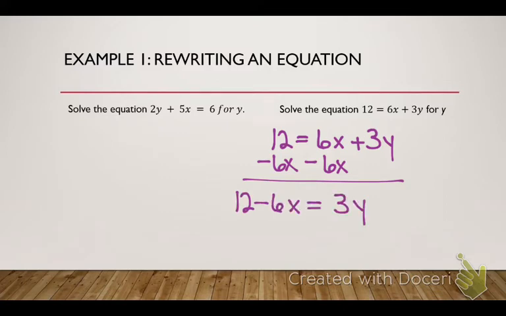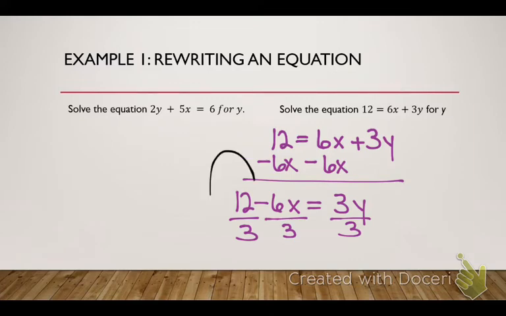12 minus 6x equals 3y. Anybody know what I'm going to do next? What am I going to do now? Sherelle? Very good. Divide everything by 3 in the whole equation. Now I have to divide each term by 3 because I couldn't combine anything on the left side.